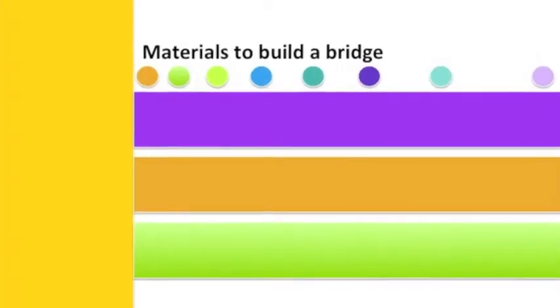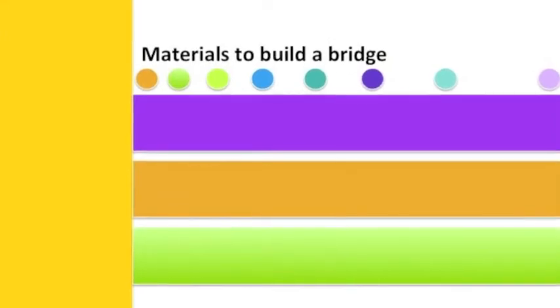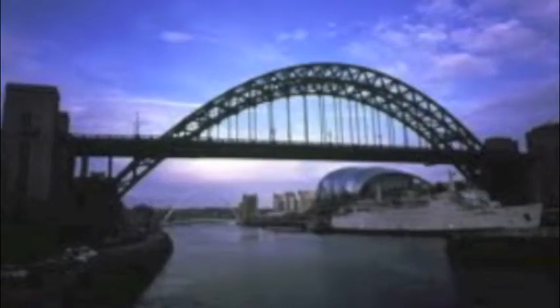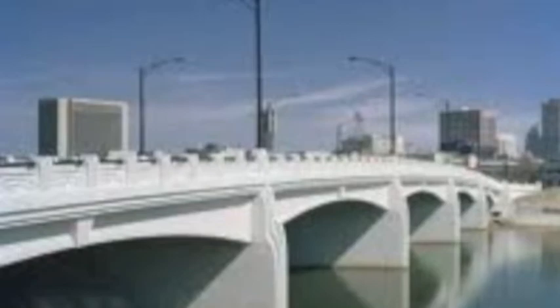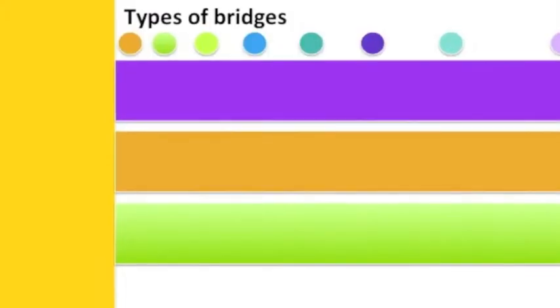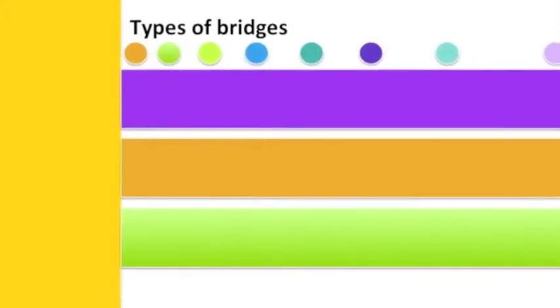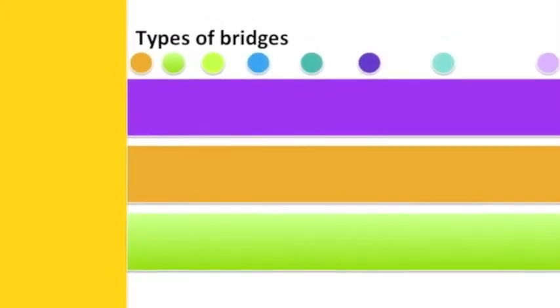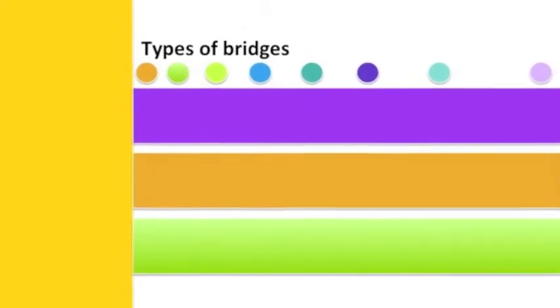The materials that are used for a bridge depend on their function. It can be made of steel, concrete, stainless steel, or the combination of all of these materials. There are different types of bridges. I will talk about beam, suspension, and arch bridges.